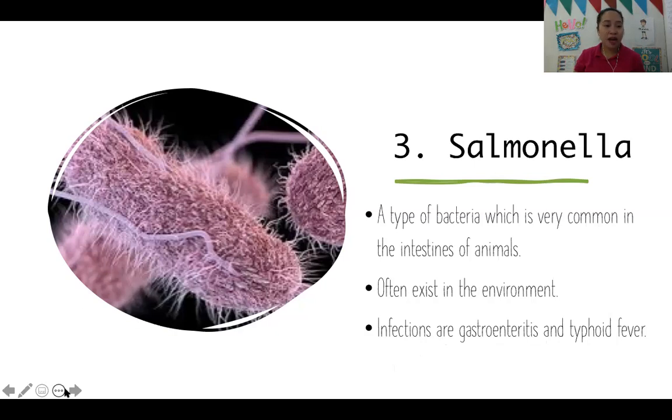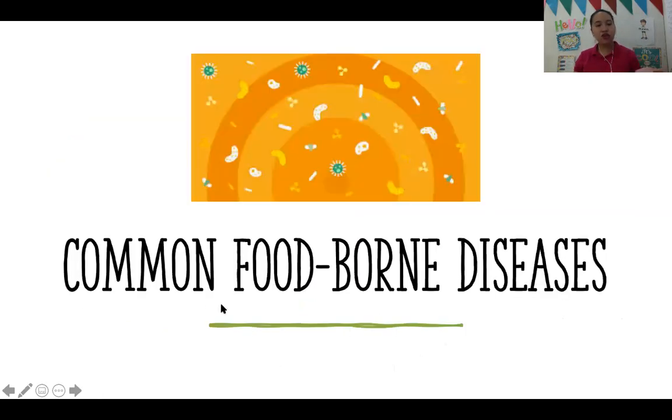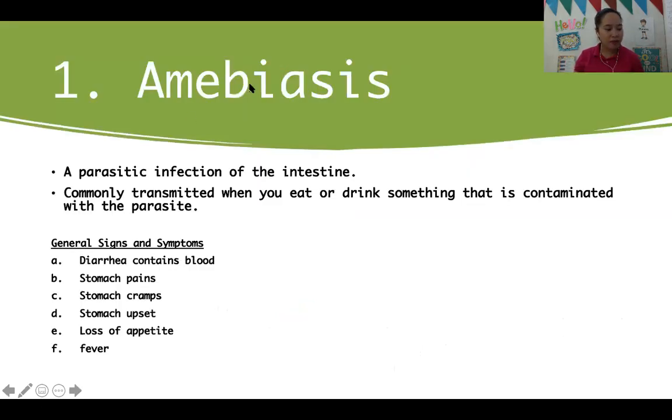Okay? Magkaka-fever ka. Now, we have here common foodborne diseases. Okay? So, ano yung mga common foodborne diseases? Number 1, we have amoebiasis. Okay? Si amoebiasis is a parasitic infection of the intestine. Oh, it's an infection of the intestine. Remember, amoebiasis, a parasitic infection of the intestine.